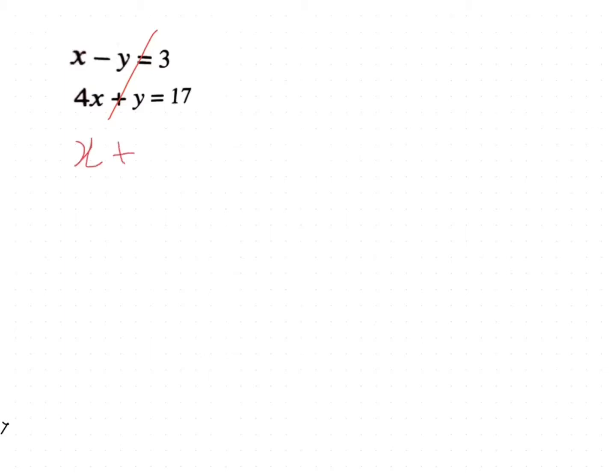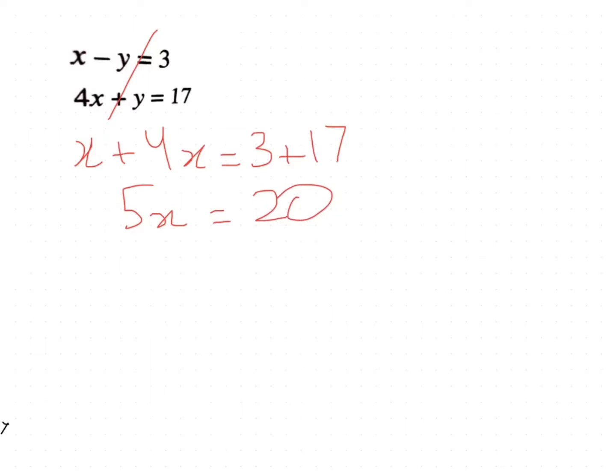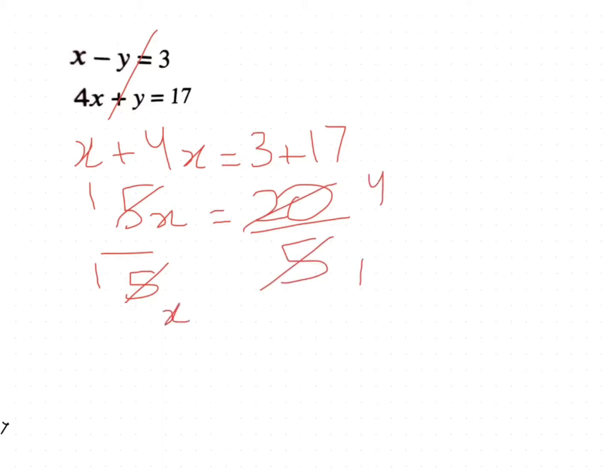So x plus 4x equals 3 plus 17. x plus 4x equals 5x and 3 plus 17 equals 20. Then we have to simplify the equation. 5 divided by 5 equals 1 and 20 divided by 5 equals 4. So we have found the value of x and it's 4.